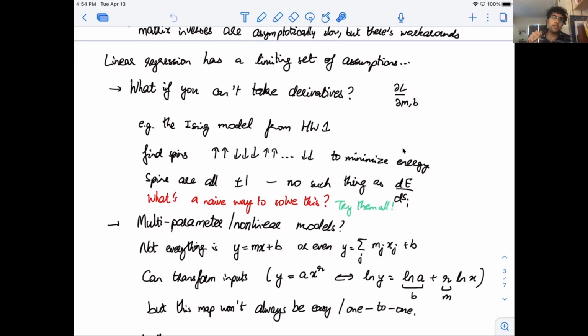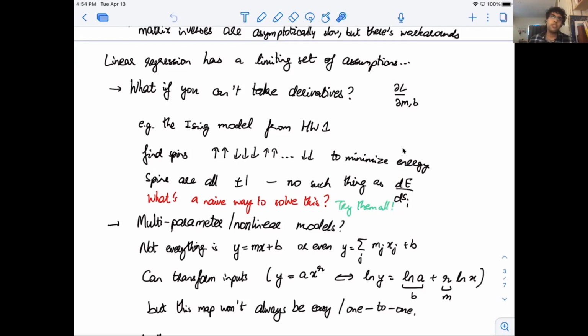It's up or down. Calculus fundamentally needs you to be able to alter an input a little bit and get a change in the output. But you can't do that if you've got spin up and down. There's no such thing as altering a spin up state a little bit. There's no such thing as 1.01 spin. Therefore, this quantity here, dE over ds_i, doesn't really make sense as a thing you can talk about. If you try to write this out as a limit, it just wouldn't exist. So we can't do that with linear regression.